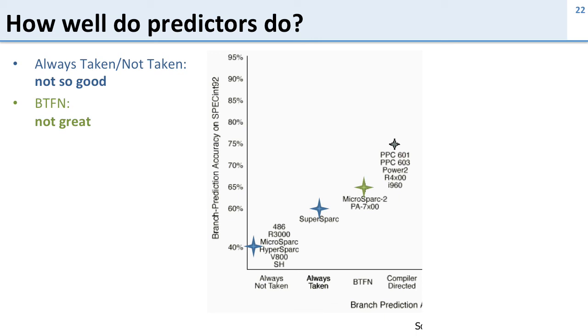but that's still not good enough as we saw in the previous section. How about adding compiler information? So with the compiler in there, we can do a lot better. Now we're up to 75% accuracy, but that's still not good enough. We need to do significantly better than this.